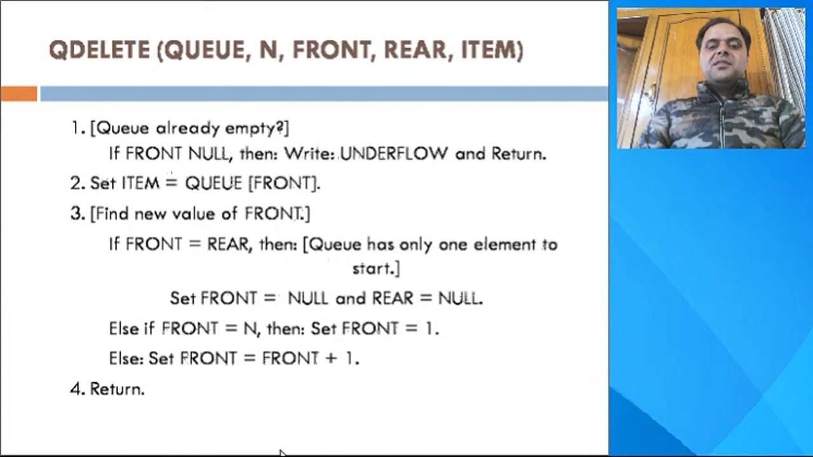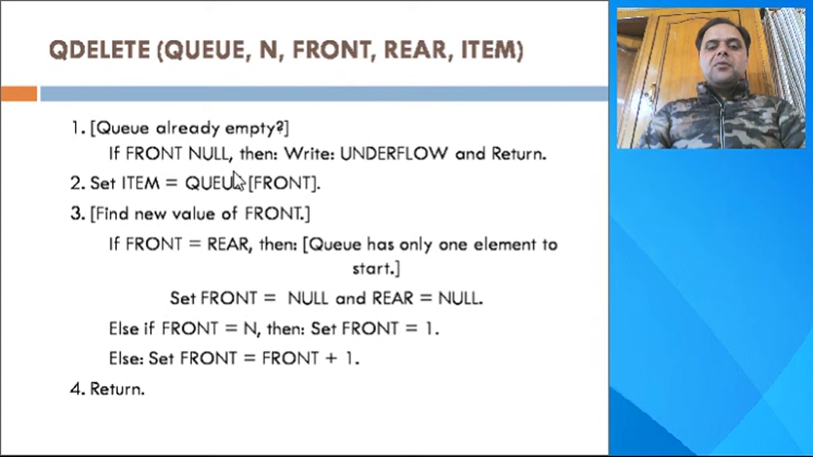So next is delete. How can we delete an element from a queue? We have a queue with n elements. Front is a pointer, rear is a pointer, and item is a variable in which we will assign the value which we want to delete. First we will check the underflow condition. The underflow condition is where we don't have any element in the queue and we want to delete an element from the queue.